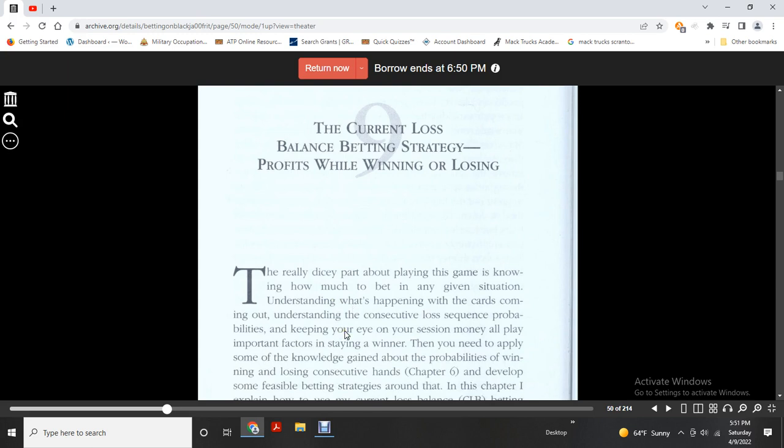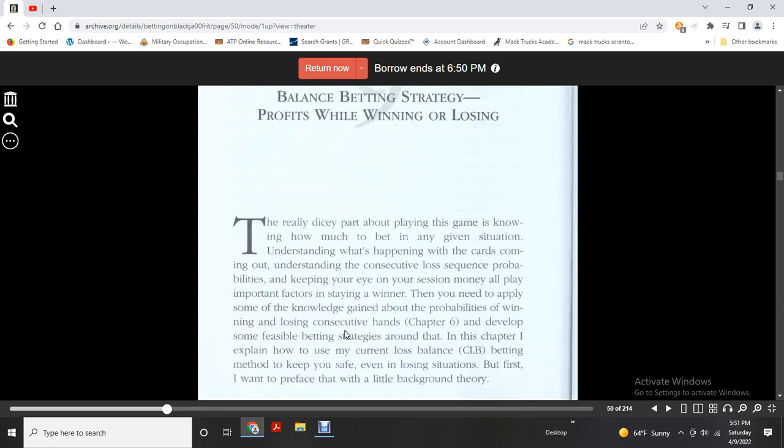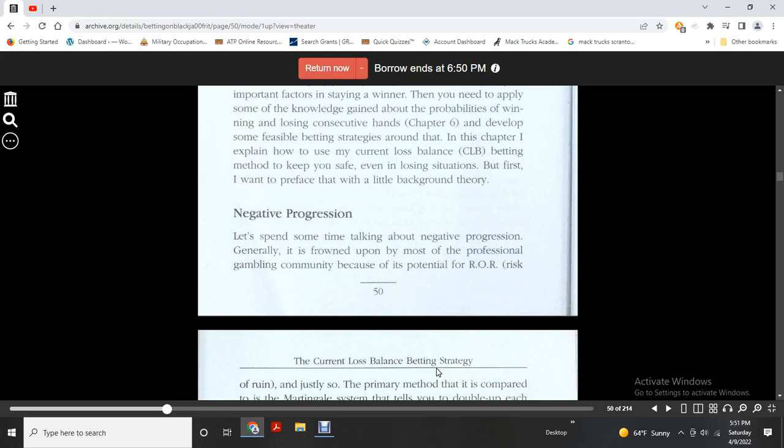Chapter 6 develops some of the feasible betting strategies, explaining how to use the current loss balance betting method to stay safe even in losing situations. But first, I want to preface with a little background theory. Negative progression. Let me spend some time on negative progression, generally frowned upon by most of the professional gambling community because of the risk of ruin.